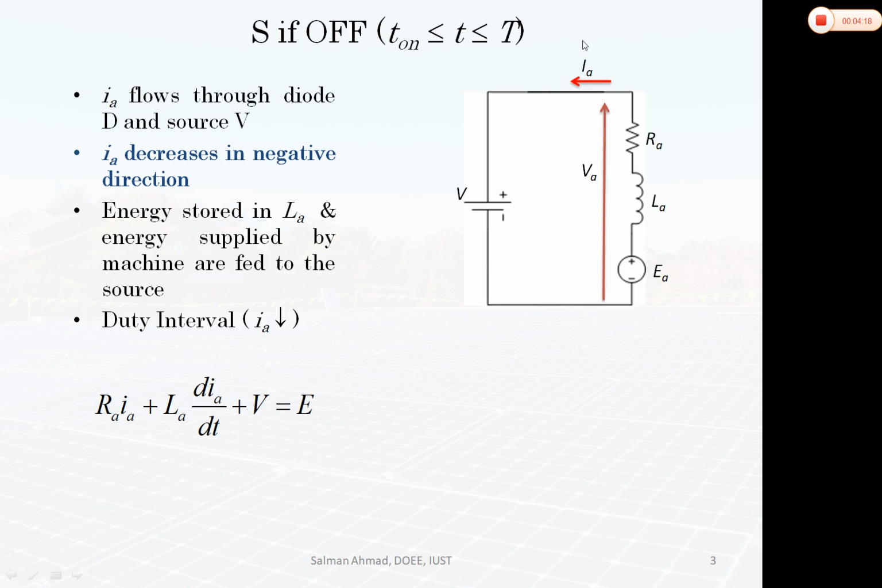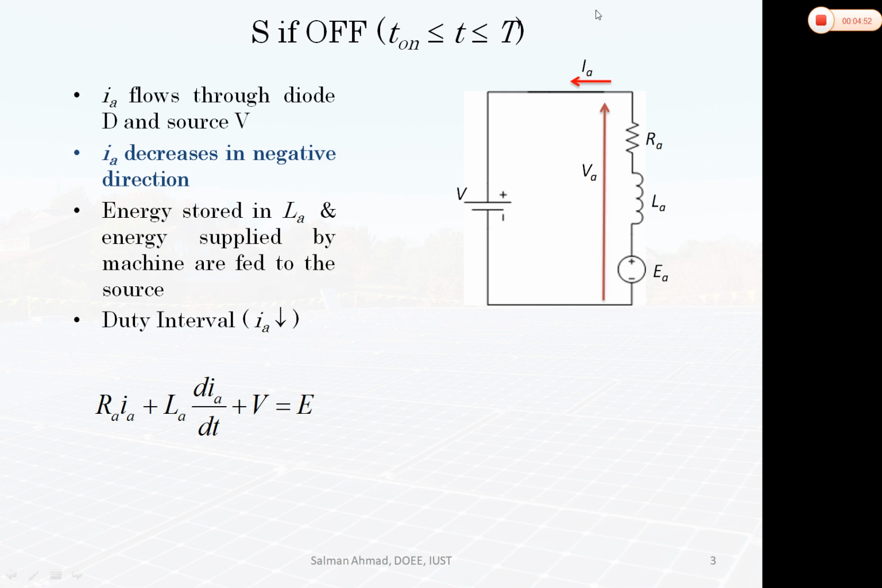Now since the inductor is delivering current to the source, the current IA will decrease linearly, because whenever the inductor is delivering energy, the current will decrease linearly. So you can conclude that IA flows through diode D and source V. IA decreases in the negative direction. Energy stored in the inductor and energy supplied by the machine are both fed to the source. So in this duty interval the current will decrease.